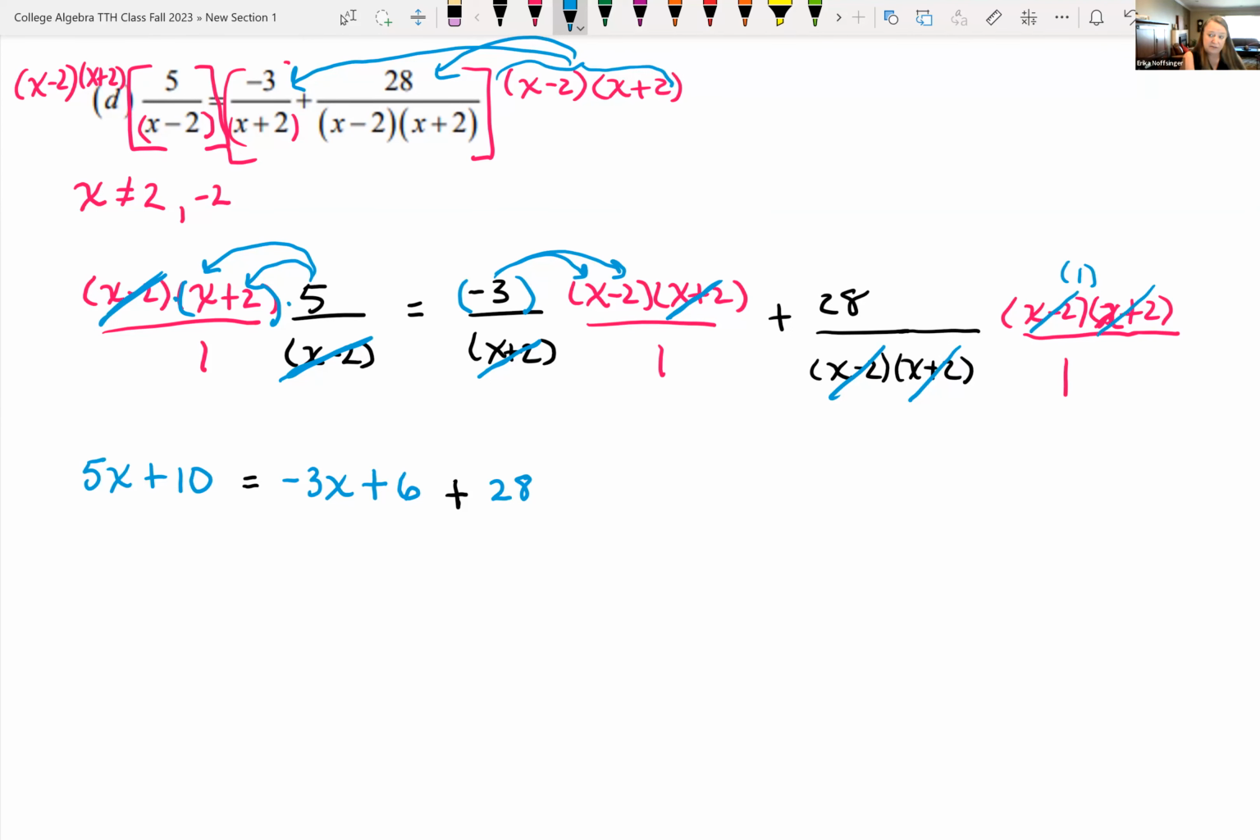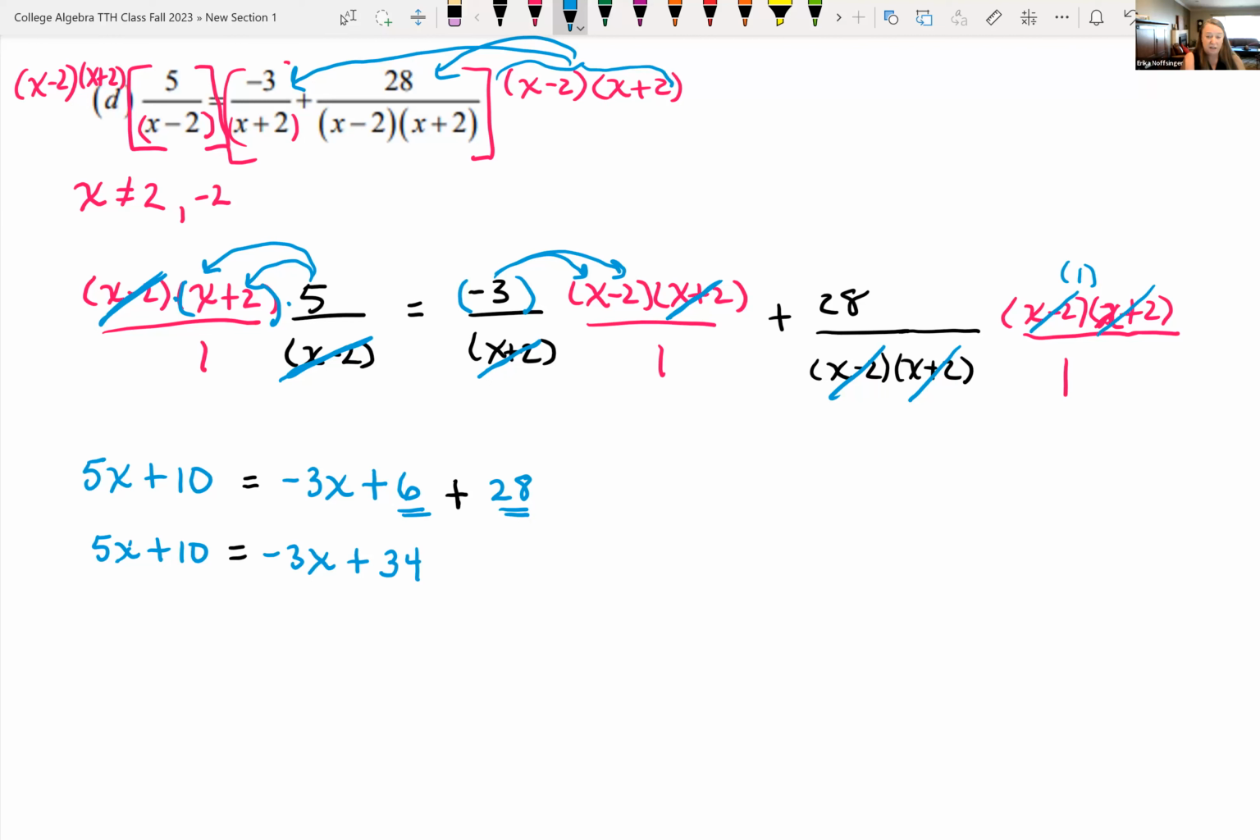So go through, simplify each side of the equation down, 5x plus 10. Those are not like terms, so I'm just going to rewrite it. 5x plus 10 is equal to -3x. And I see 6 plus 28, those are like terms. 6 plus 28, that gives me plus 34.